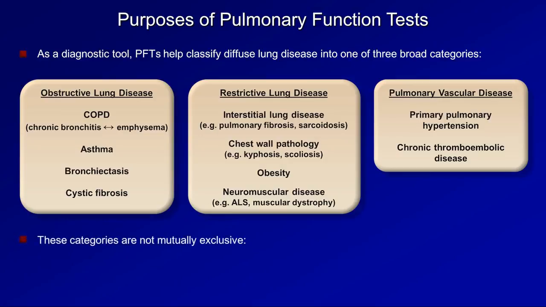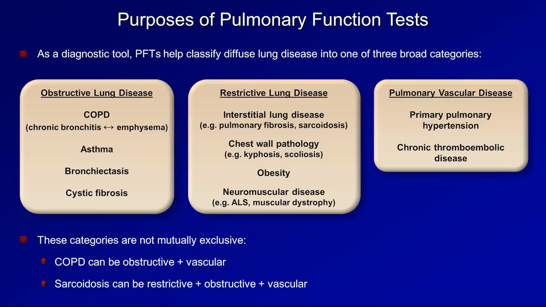Remember also that these categories are not mutually exclusive. For example, COPD can present with both obstructive and vascular findings on PFTs, and sarcoidosis, while classically restrictive, can present with any combination of all three.